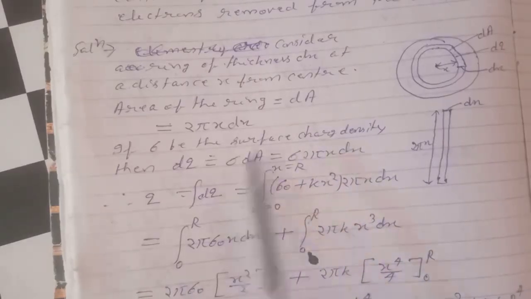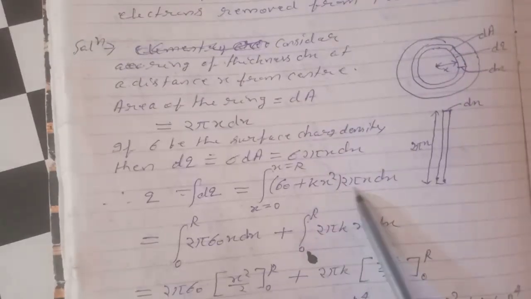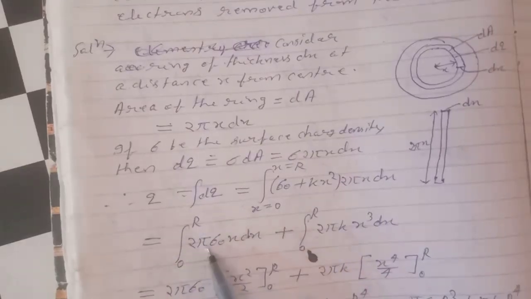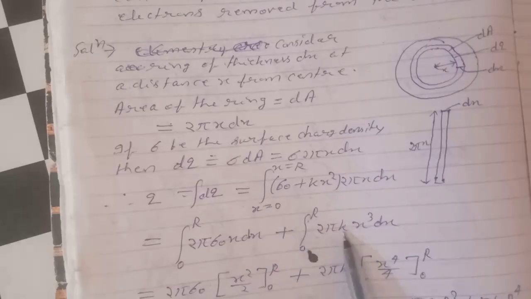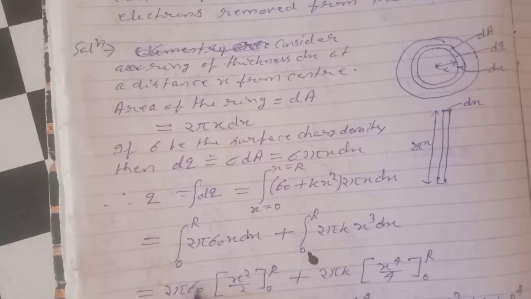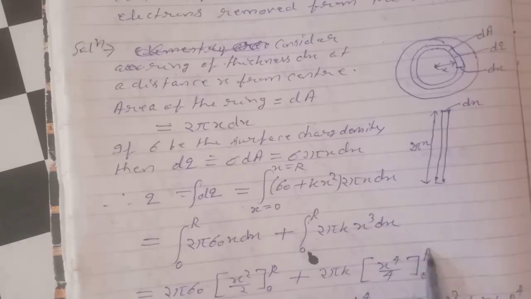Now put in the value of sigma, which is given as a function of x. So the integral from 0 to r of (sigma naught plus k x square) 2 pi x dx, which is the integral from 0 to r of 2 pi sigma naught x dx plus the integral from 0 to r of 2 pi k x cube dx. Now solving: 2 pi sigma naught is constant, so it is out of the integration, and the integral of x dx is x square by 2, with limits 0 to r. Again here 2 pi k, and the integral is x to the power 4 by 4, from 0 to r.